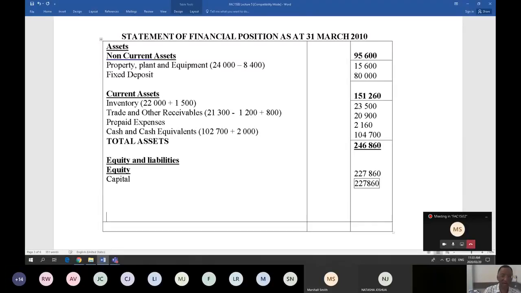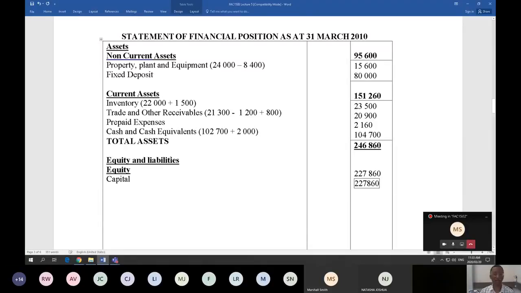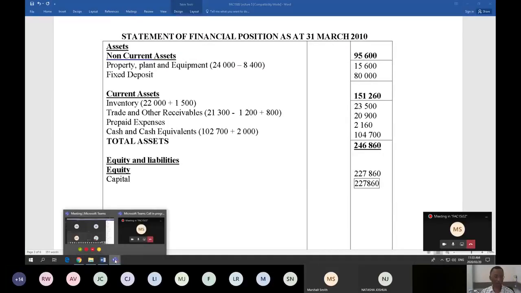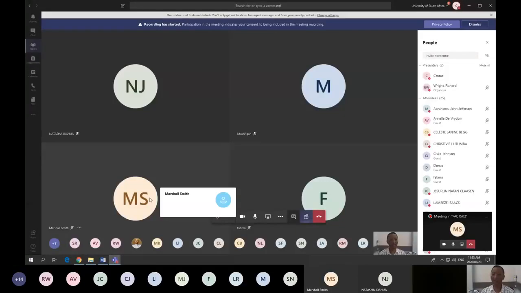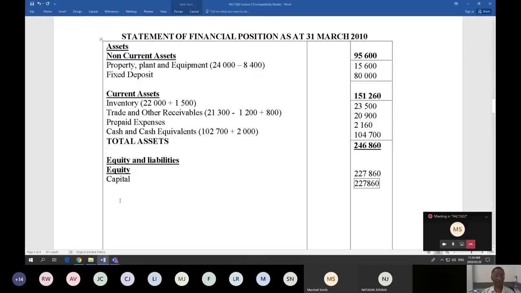Next we go, guys. Our next heading is for your liabilities. You get 2 kinds of liabilities. You get non-current liabilities, which is your long-term liabilities, which can be in the form of a loan perhaps. And you get current liabilities, which is your short-term liabilities. In this question, there are no loans. Therefore, there's no non-current liabilities. So we go straight into our current liabilities. So our next heading is for your current liabilities.